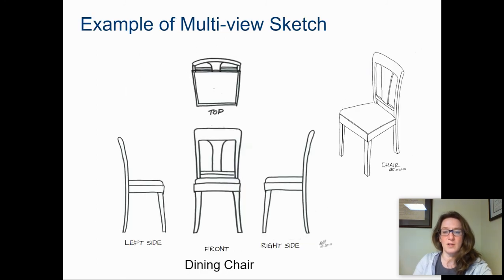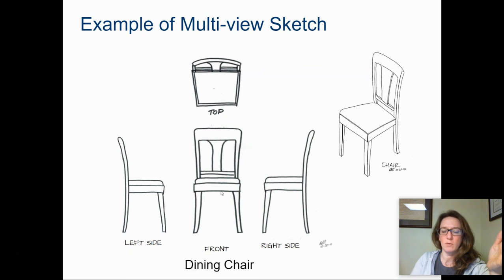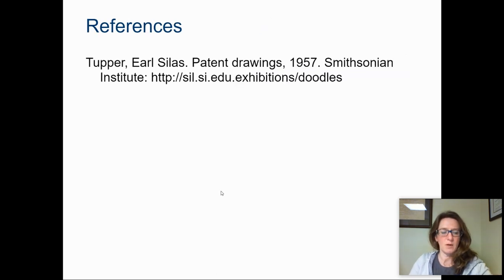So this is another example of a multi-view sketch. You don't have to do it on graph paper. You've got your isometric view in the top right-hand corner, and you've got your front, left side, right side, and top views on the left. Notice your front view is always directly below your top view. Always, always, always. Okay. All right.